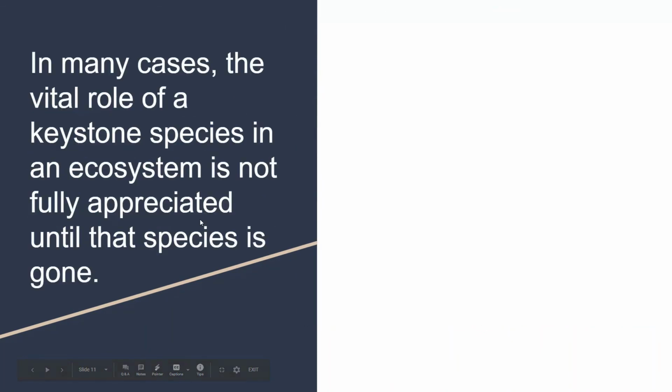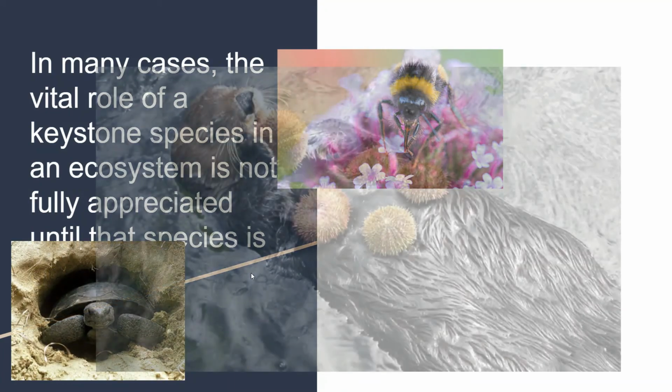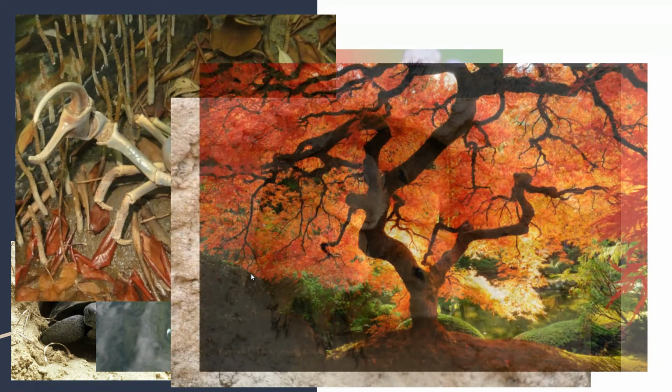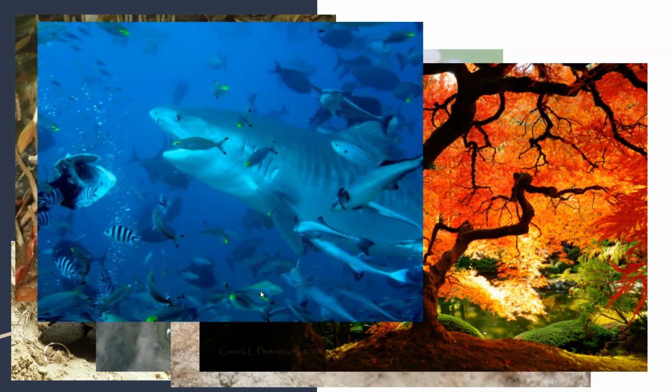And here's a few more examples of keystone species. A lot of times we don't know the role of a keystone species or how beneficial that role is until it is gone or endangered. We have lots of keystone species that we've identified because they've been endangered. For instance, bees, turtles, prairie dogs, we've even got a tree, sugar maple, and we've got our tiger shark.